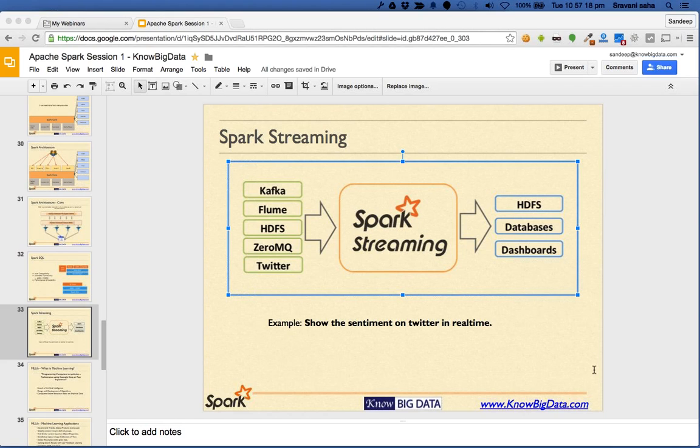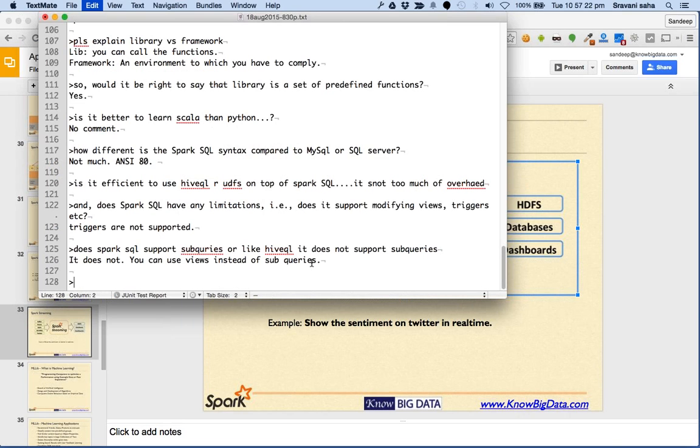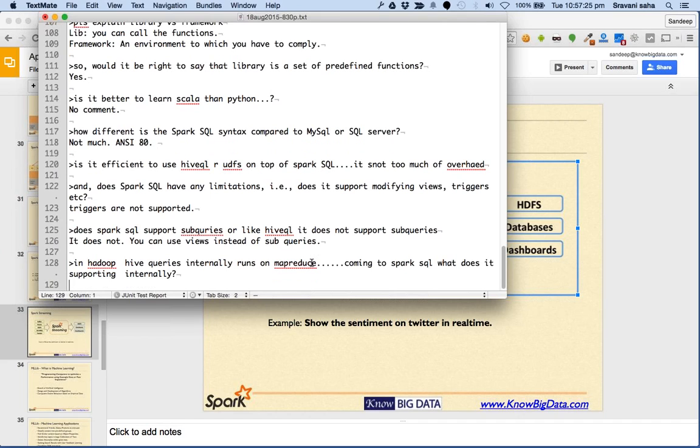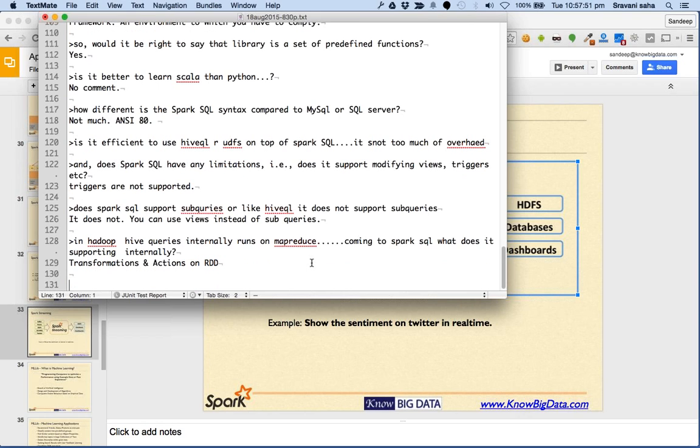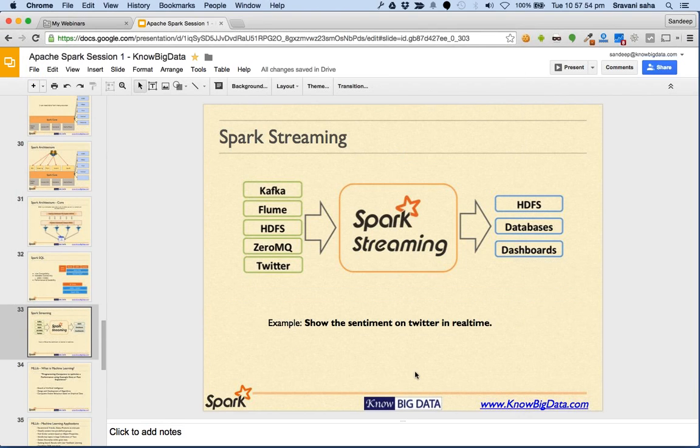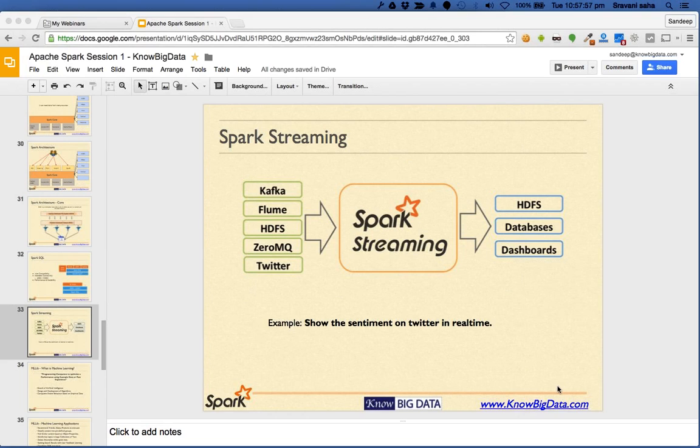Next question from Mahesh is, in Hadoop, Hive queries internally run on MapReduce. Coming to Spark SQL, what does it support internally? As I was telling you, it supports transformations and actions on RDD, the resilient distributed dataset. That's what it gets converted to. So transformation and action is similar to map and reduce in a way, but they are different. We can cover it later.